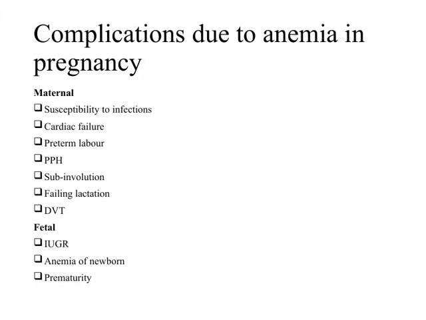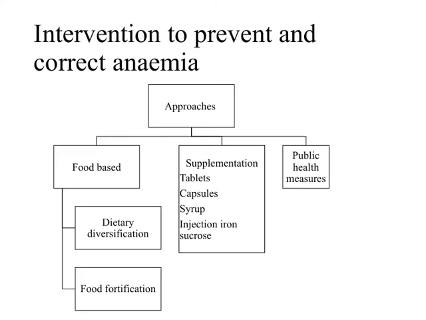Moving to fetal complications, anemia in the mother can lead to intrauterine growth restriction, or IUGR, resulting in a smaller, growth-restricted fetus. It also increases the risk of anemia in the newborn and preterm birth, which are both linked to long-term health issues. Overall, anemia during pregnancy isn't just a simple blood count issue. It can impact both maternal and fetal health significantly. Recognizing these potential complications helps us understand the importance of early detection and management to improve outcomes for both mother and child. Now, let's talk about interventions to prevent and correct anemia.